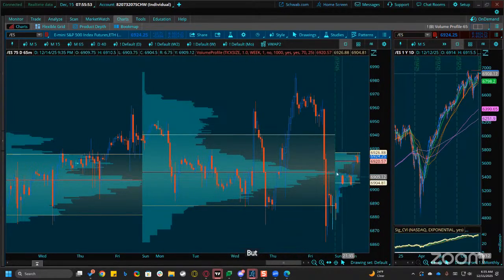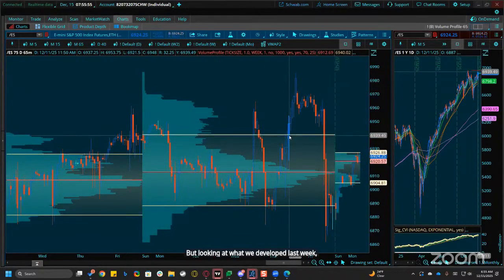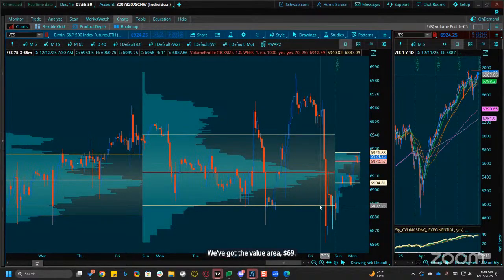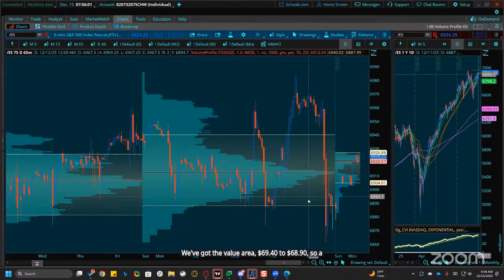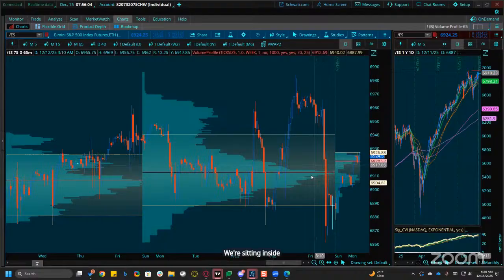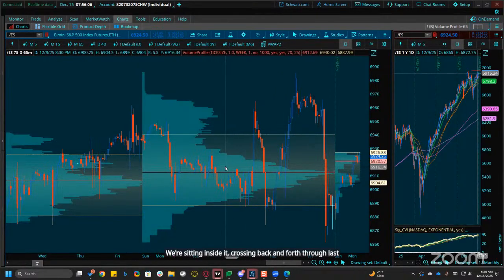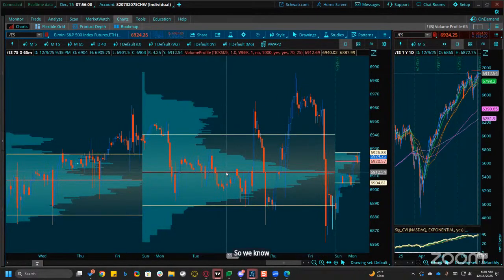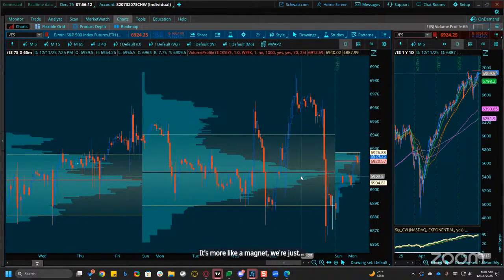But looking at what we developed last week, we've got the value area 69.40 to 68.90, so a 50-point range. We're sitting inside it, crossing back and forth through last week's point of control. So we know it's not support or resistance. It's more like a magnet. We're just hanging out in that zone. We've got to get out of that zone.